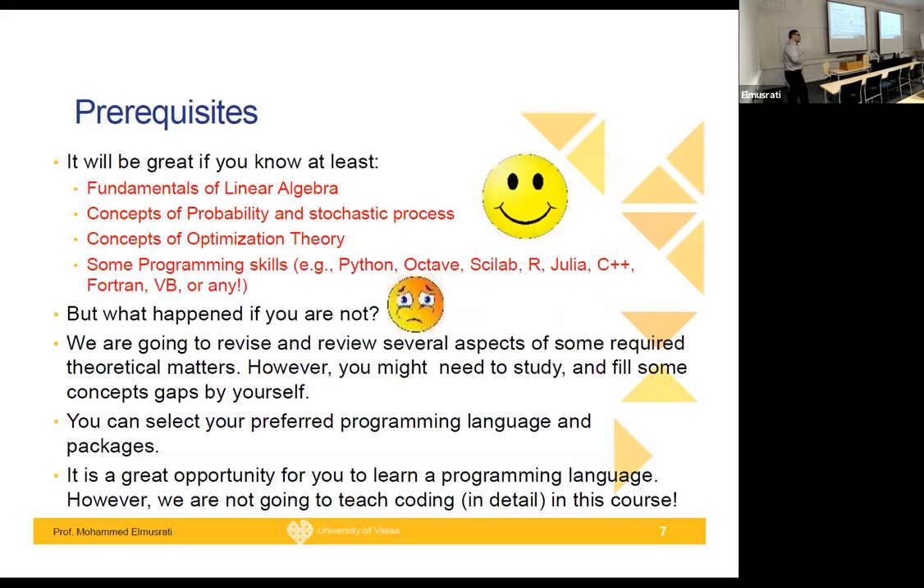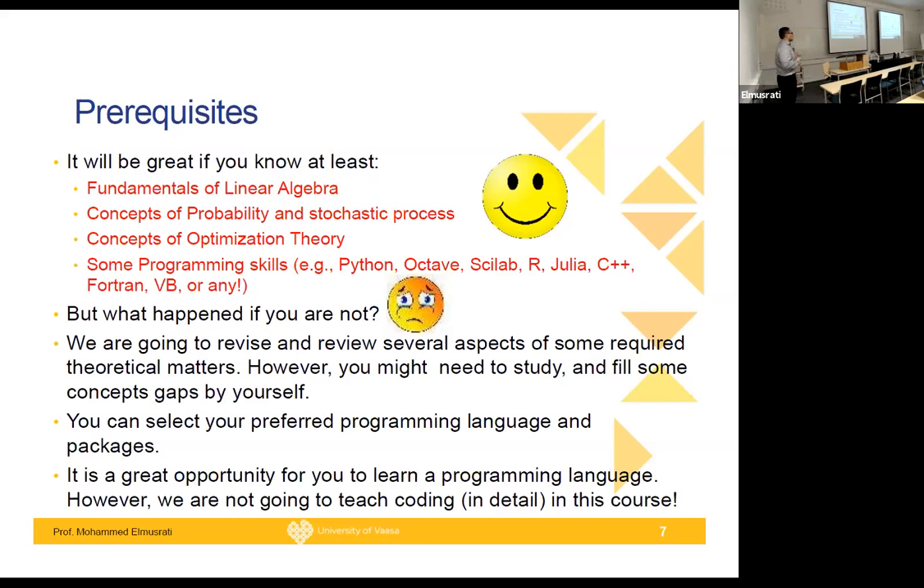Okay. What are the prerequisites of the course? It would be great if you know fundamentals of linear algebra, concepts of probability and stochastic processes, concepts of optimization theory, and some programming skills in any language: Python, Octave, Scilab, R, Julia, C++, whatever. But what happens if you are not? It doesn't mean that you should leave the course. Even if you don't know those things or only part of them, we are going to explain some concepts in this course as well.